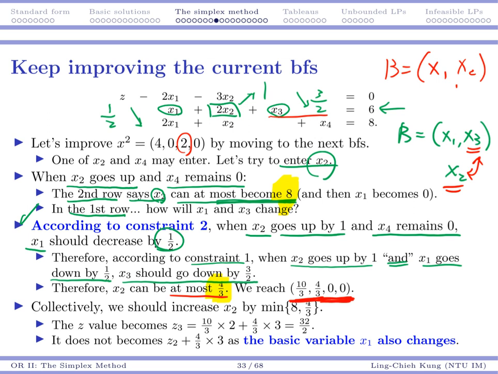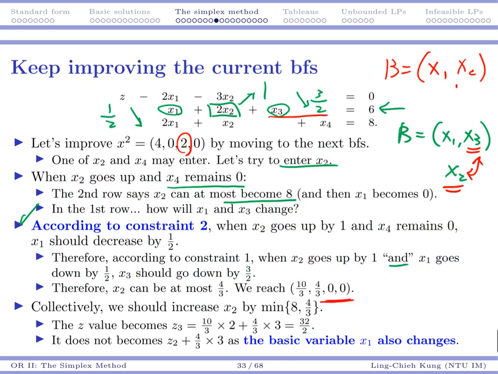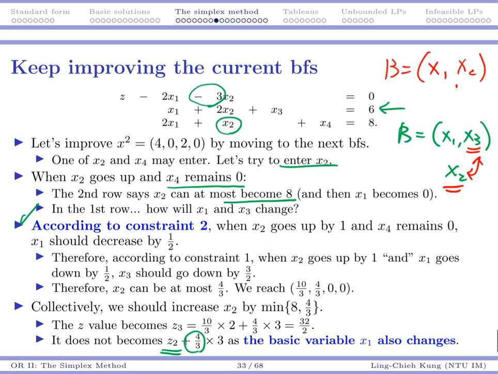Okay? So we may also take a look at the impact on z. So the z value would become 32/2. Okay? Why do you know that? Because all you need to do is to plug your solution back into your zeroth constraint. And once you do that, you immediately would see that your z would be 32/2. And we also see that it's not just z2 plus 4/3 multiplied by 3. Because of what? 4/3 is the amount you may increase x2. -3 is the coefficient for x2.